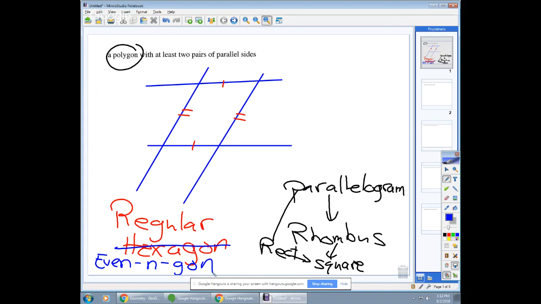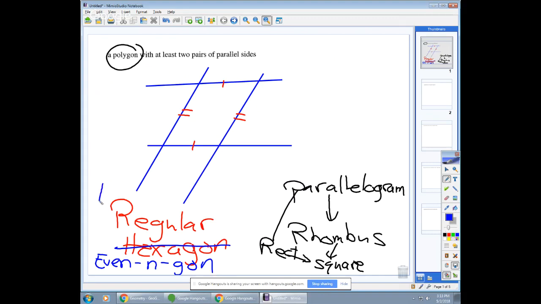So then with that, could you potentially just get rid of the entire parallelogram idea? Let's check this out. Is a parallelogram a regular even n-gon? No, because it's not equiangular. And this parallelogram right here is neither equiangular nor equilateral, so it fits my description for a four-sided polygon with at least two pairs of parallel sides.